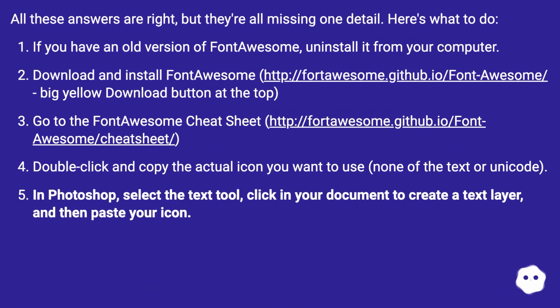All these answers are right, but they're all missing one detail. Here's what to do. If you have an old version of Font Awesome, uninstall it from your computer. Download and install Font Awesome from this URL, big yellow download button at the top. Go to the Font Awesome cheat sheet, this URL. Double-click and copy the actual icon you want to use, none of the text or Unicode. In Photoshop, select the text tool, click in your document to create a text layer, and then paste your icon.